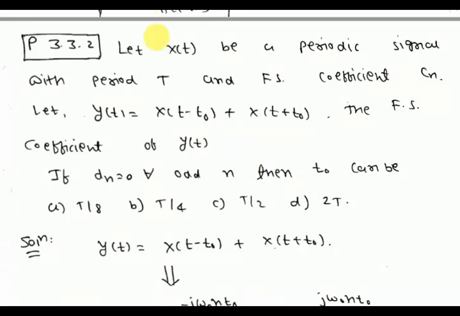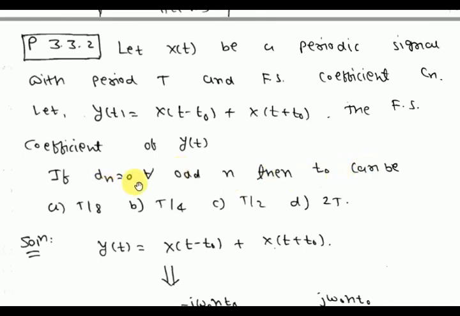So next problem is, let x of t be a periodic signal with period t and Fourier series coefficient Cn. Let y of t be given in terms of x of t, and we have to find the Fourier series coefficient of y of t. If dn equal to 0 for all odd n, then t naught can be.